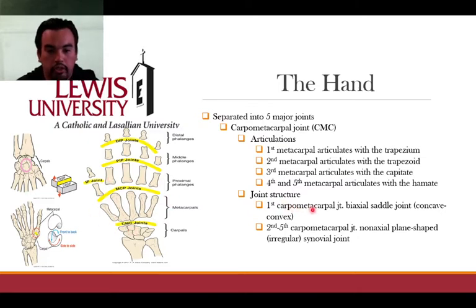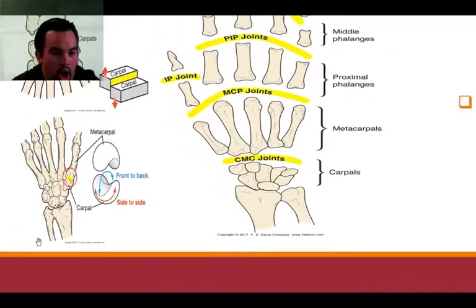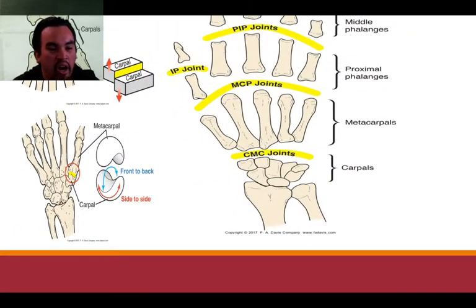The joint structure: the first carpometacarpal joint is a biaxial saddle joint, concave and convex. The second to fifth is a non-axial, plane-shaped, irregular synovial joint. So they kind of glide across each other. If we remember what our plane-shaped joints do, you can see here in this picture two flat surfaces just gliding across. And here's that saddle joint on the thumb and how that moves. You can see it right there.